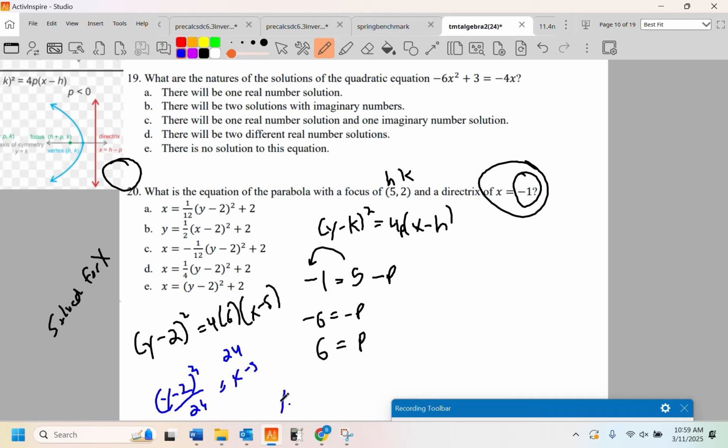I should have x equals y minus 2 quantity squared over 24 plus 5, and I do not have that. That bugs me a lot. Nor do I see anything that is equivalent to that. See, I haven't done these or taught these in close to 10 years.